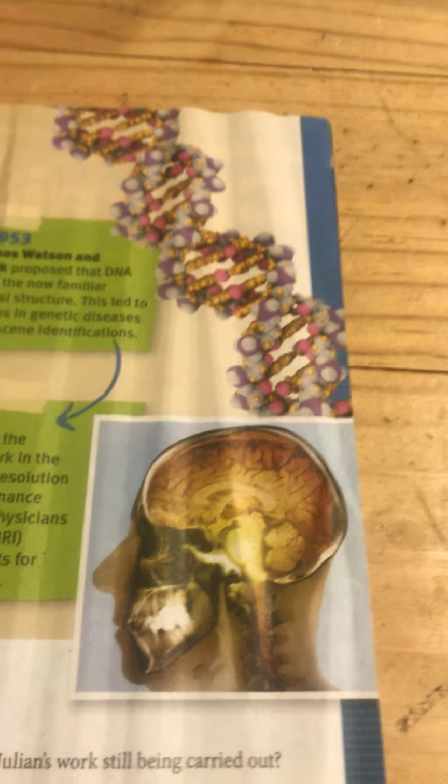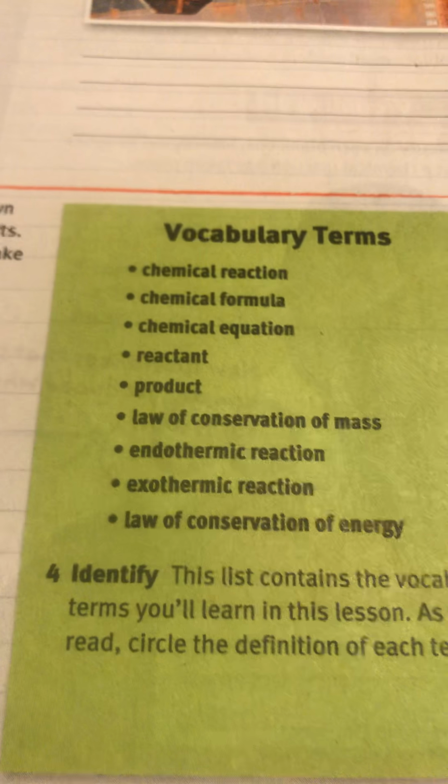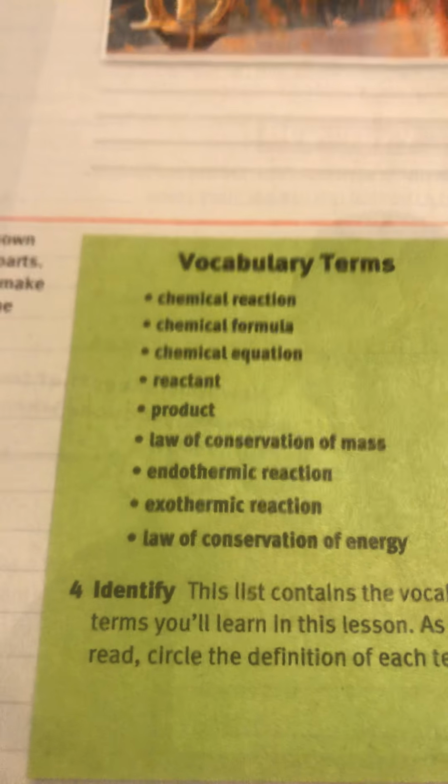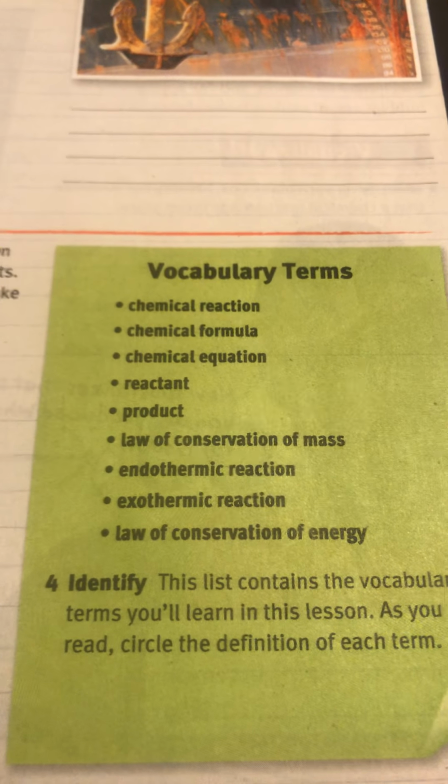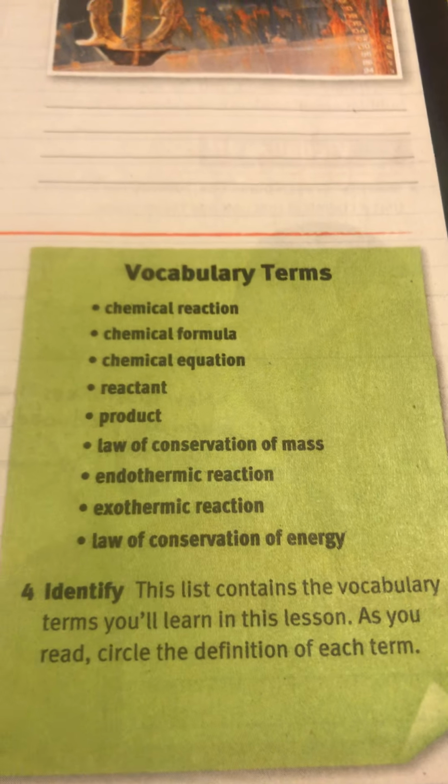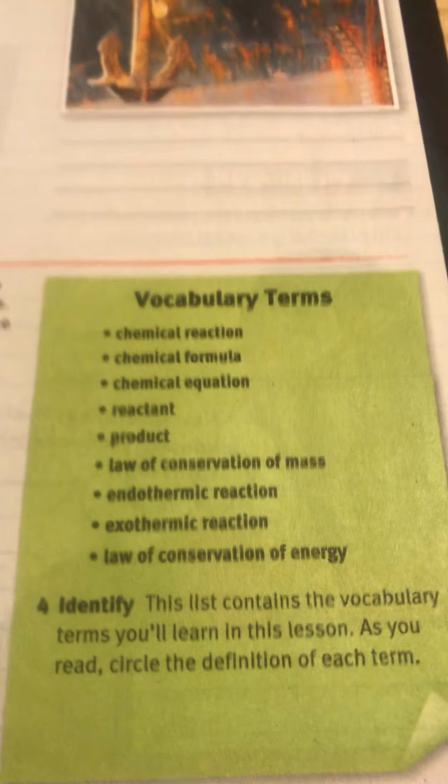Okay, so we're going to take a look at the interactions of matter, and let's talk about chemical reactions. That's one of the things we've been studying, chemical reactions. Here are the vocabulary terms: chemical reactions, chemical formula, chemical equation, reactant, product, law of conservation of mass, endothermic reaction, exothermic reaction, and law of conservation of energy.